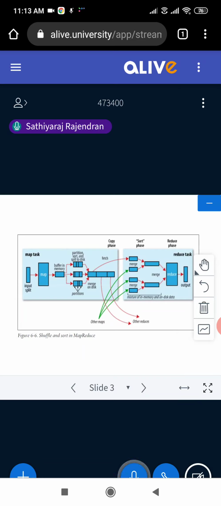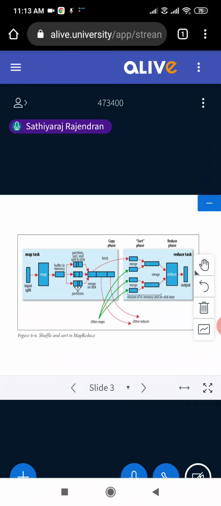There you can see two blocks. The first block is the map task, and the second block is the reduce task. When the input value is given, you map the problem. Once mapping is done, you get into the buffer in memory. That is where we talk about partitioning. There you can see partition, sort, and spill to disk. Partition means you are dividing.